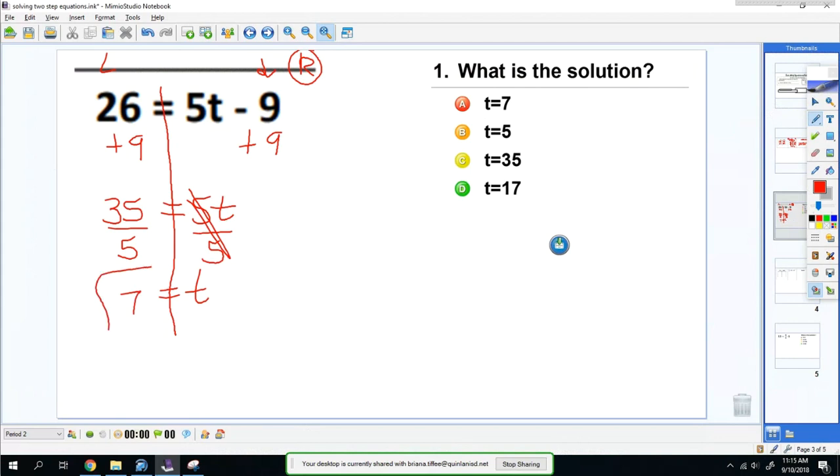So my final answer is 7 equals t, or I can write it as t equals 7. It literally does not matter. So the answer would be A. All right, let's try the back side.